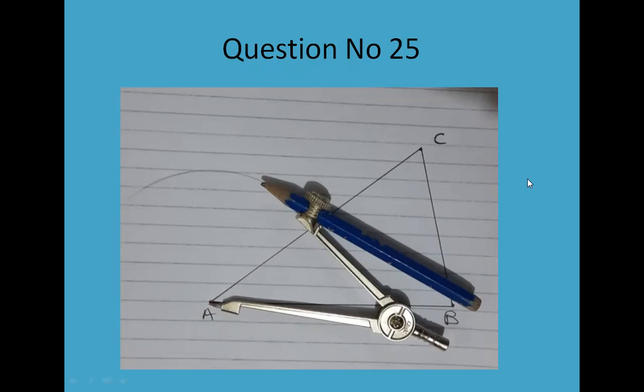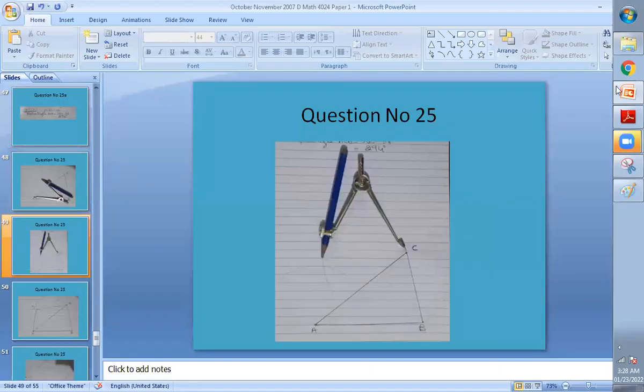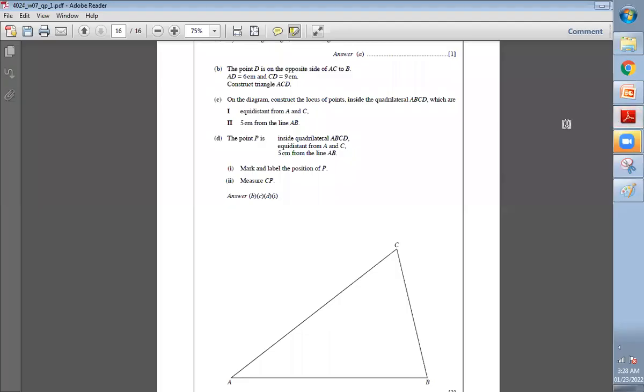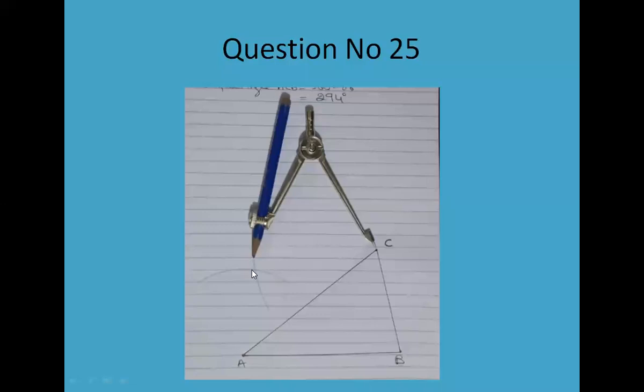Put the arc here. Then put the needle of the compass on C. Open it. The reading according to whatever the ACD was. I think 9, and draw that arc. It's 9. Yeah, it's 9. Okay. Where these two intersect, these curves intersect, that is the point D. This is the point D.